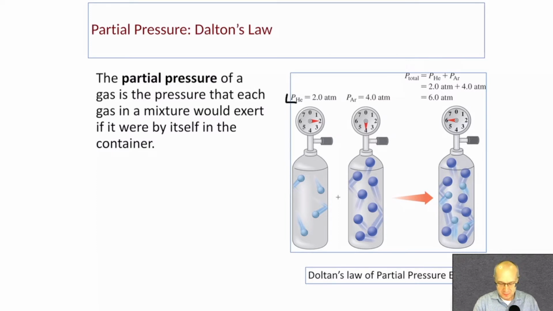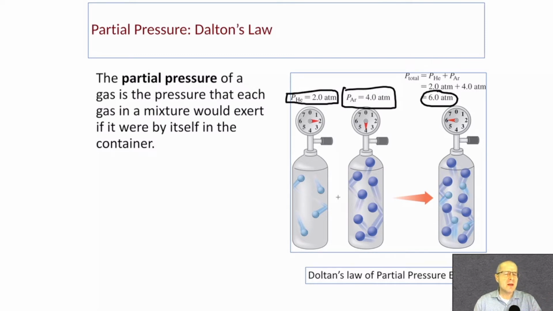Here we have pure helium at 2 atmospheres. Here we have pure argon at 4 atmospheres. If we magically somehow mix these two things together in the same volume, you'll get 6 atmospheres, as long as the volume didn't change. Okay? So now, what I'm trying to get across to you is that the sum of all the partial pressures of each gas in a mixture will add up to the total pressure.